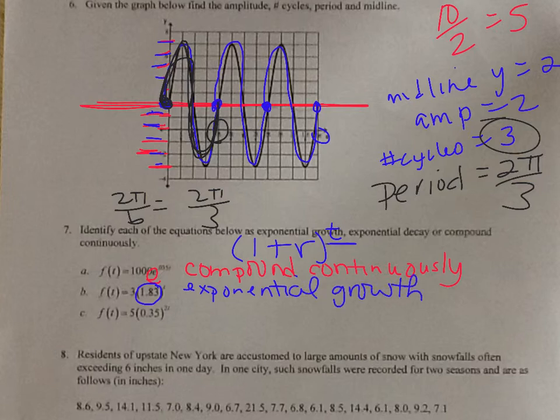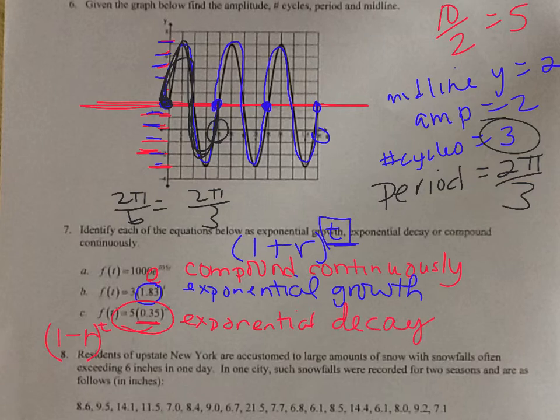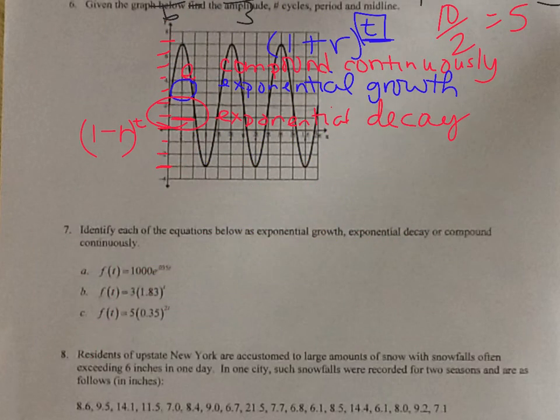And remember, you have to have this exponent up here. That exponent has to be positive. And notice here, I have a number in here that's less than 1. That's 1 minus your rate raised to the t power. So this is exponential decay because it's going down. Okay, so let's take a look at 8.